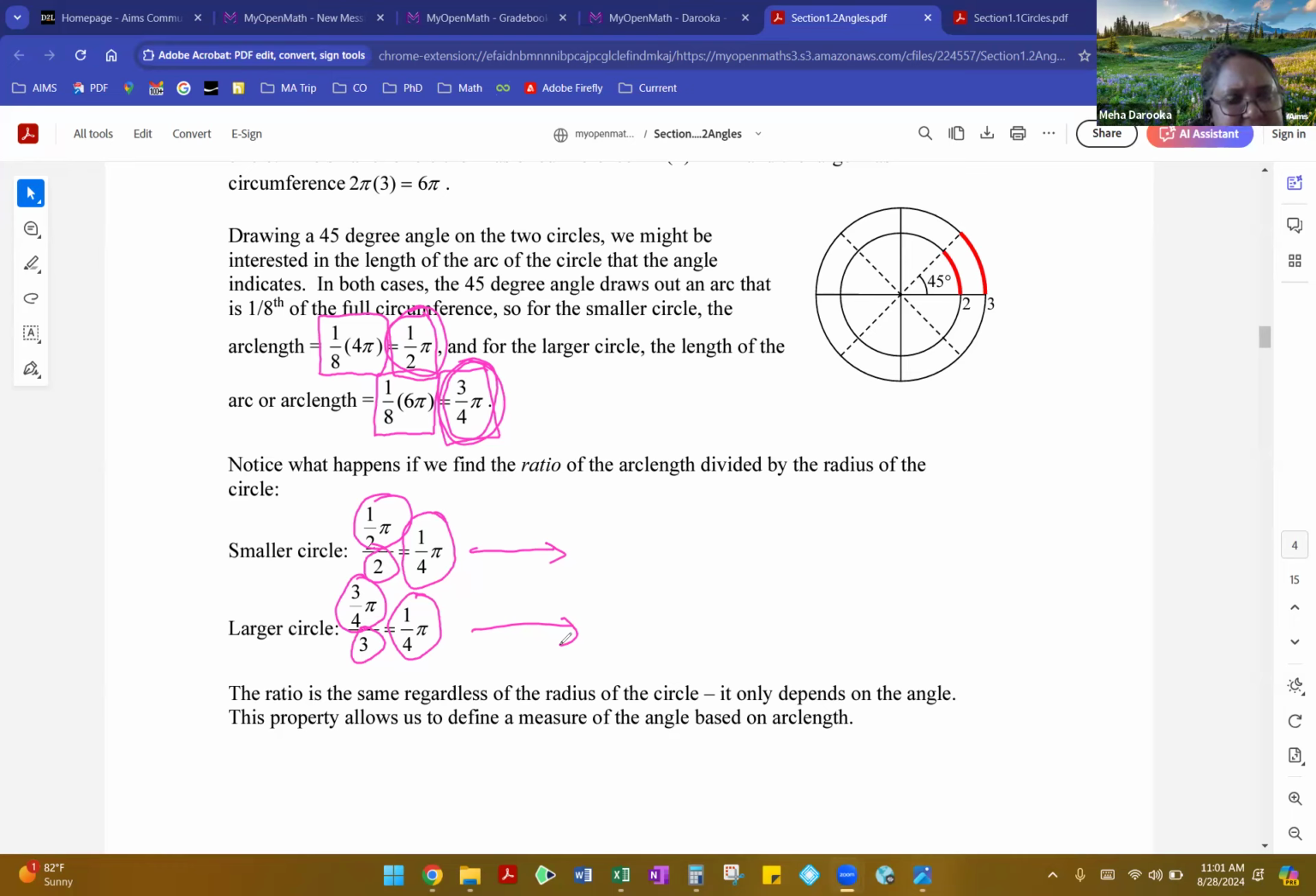Hold on a second. Phoenix has a question. So 2 pi r times 45 over 360, for example, for arc length.